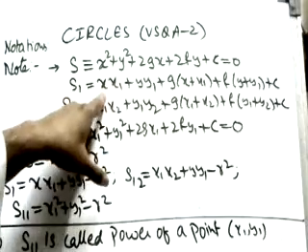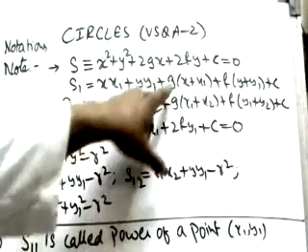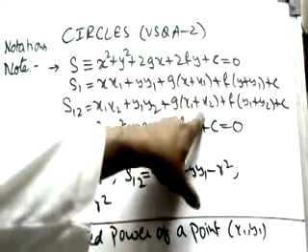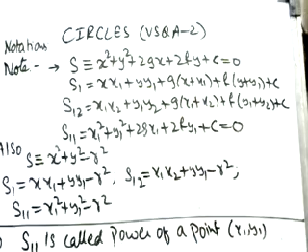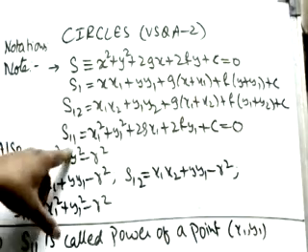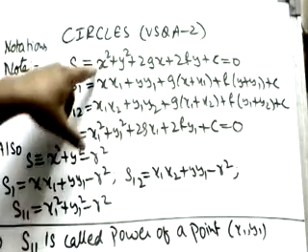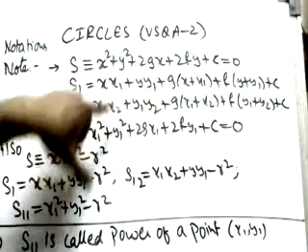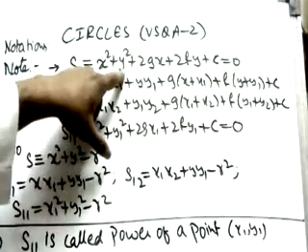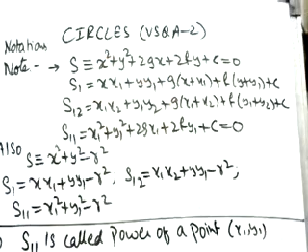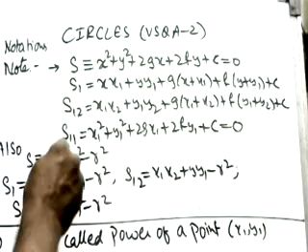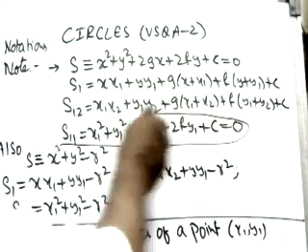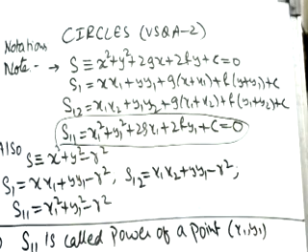In the same way S12 means here you apply 1 to x1 x2 y1 y2: g into x1 plus x2, f into y1 plus y2, plus c. Now S11 means the same circle, in place of x you write x1, in place of y you write y1. So x1 square plus y1 square plus 2g x1 plus 2f y1 plus c. So this is the formula of S11.